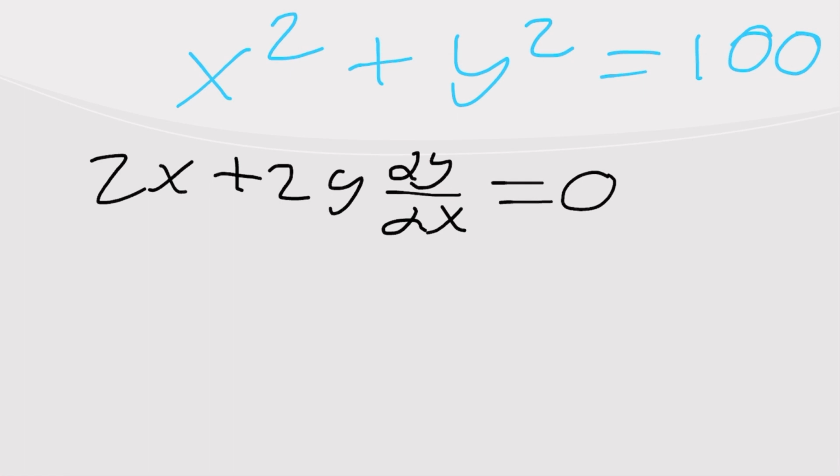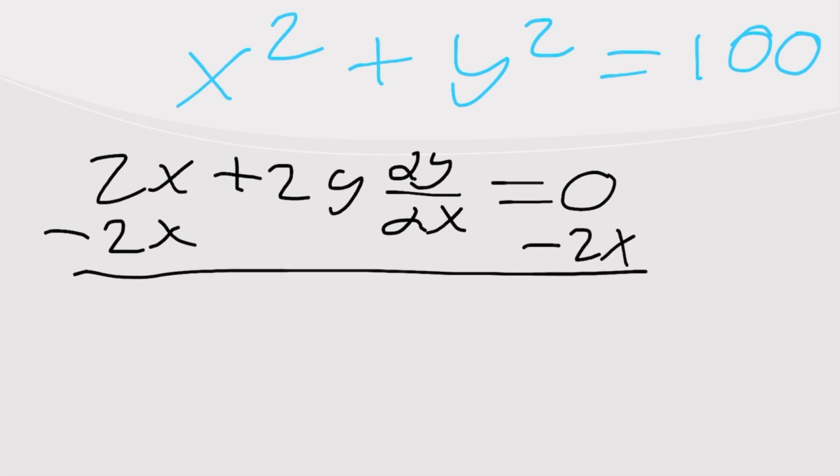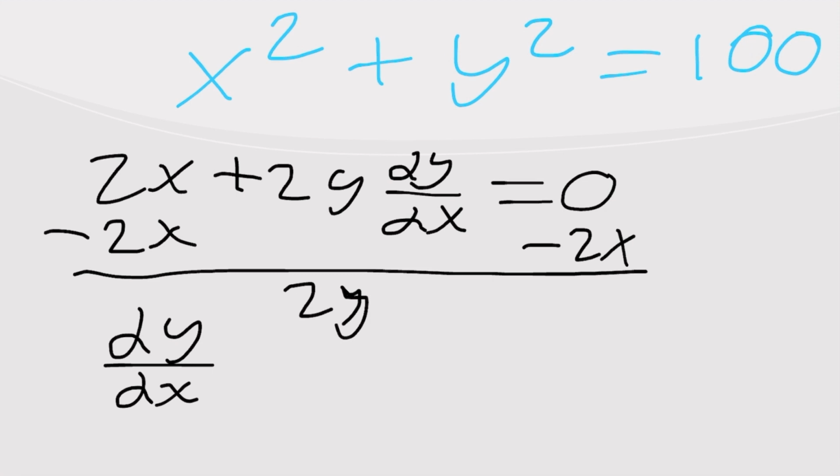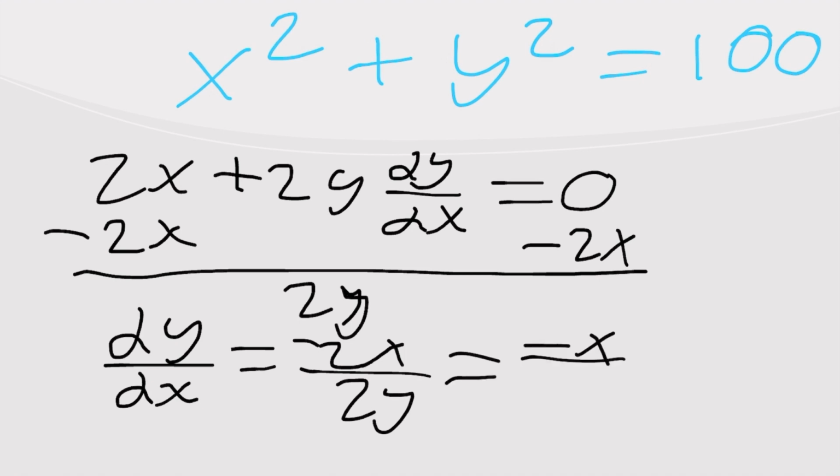We then must isolate dy over dx. This prompts us to subtract 2x from both sides and then also divide both sides by 2y. This leaves us with dy over dx equals negative 2x over 2y, which simplifies to negative x over y. This leaves us with the final answer, dy over dx equals negative x over y.